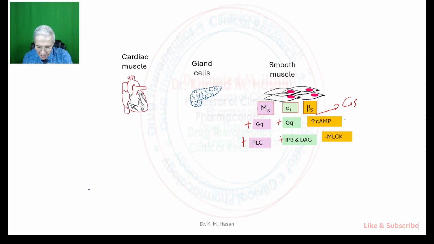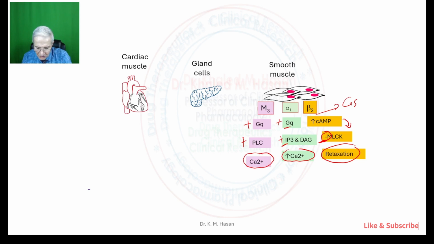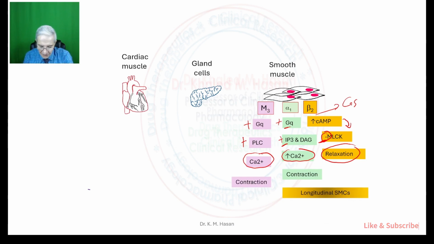On the other hand, beta 2 will inhibit. You can see the minus here. Beta 2 will inhibit myosin light chain. Okay, so beta 2 increasing cyclic AMP inhibits myosin light chain, leading to relaxation. On the other hand, alpha 1 activates Gq protein, increases activity of IP3 and DAG, and increases the level of calcium. It's very similar between M3 and alpha 1, and the result will be contraction. So what we have here is contraction, and here we are talking about longitudinal smooth muscle cells.